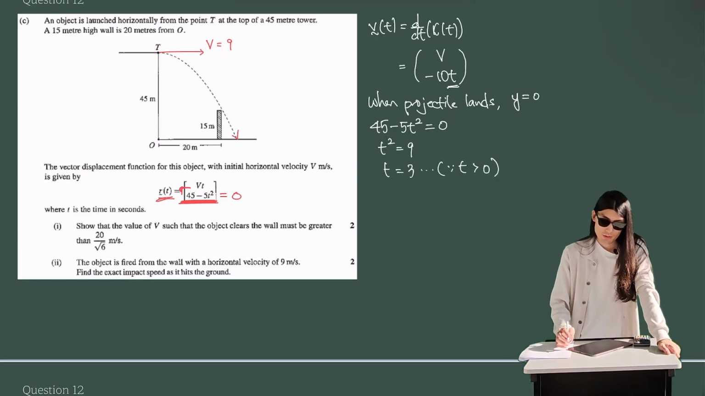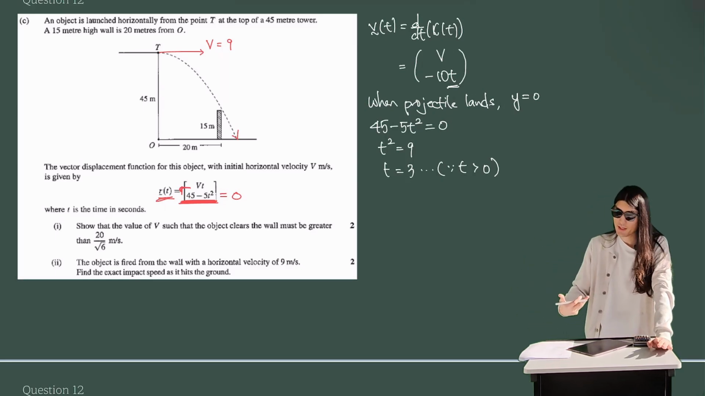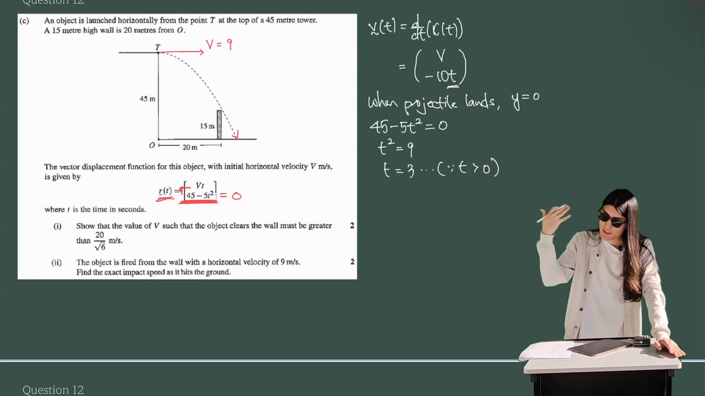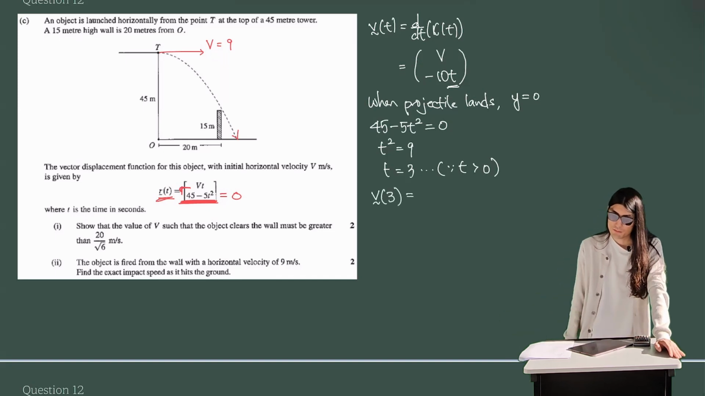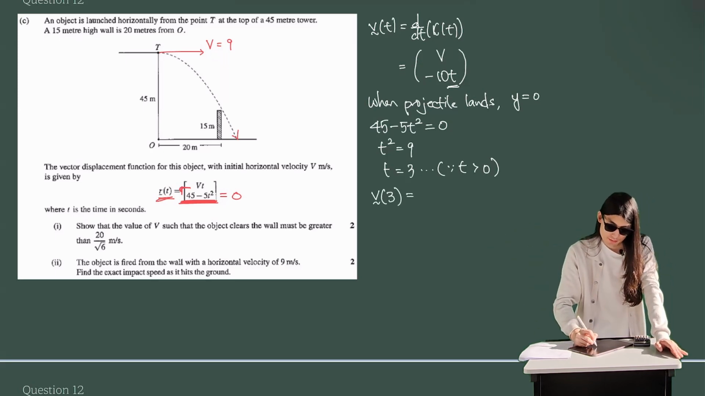Okay, so what does that mean? It means it takes 3 seconds after the ball is launched to clear the wall and then hit the ground. It takes 3 seconds, right? And what is the velocity vector of the projectile at that time then? At t equals 3?